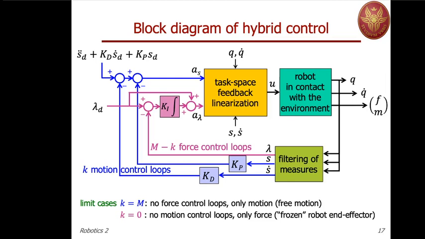There's another limit case which is probably less relevant. It is when K is equal to 0? So there will be no motion control loops and there will be M linear and decoupled force control loops designed on the linear side of this task. Now what does it mean? We are only controlling forces. That means that the robot end effector cannot go anywhere. It's like frozen in concrete, so we cannot move, and so it makes no sense to assign a motion to the end effector.